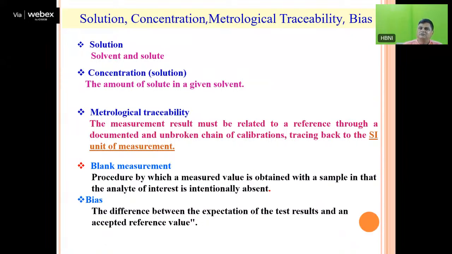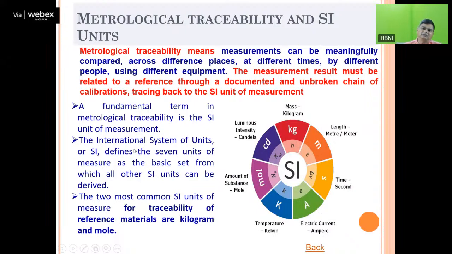So the measurement result must be related to a reference through a documented and unbroken chain of calibrations tracing back to the SI units of measurements. I think all of you must be aware of the SI units of measurements. There are 7 basic SI units. Because we are going to speak about material characterization, and my part is only the chemistry portion, we are going to determine either the mass or the amount of substance, in terms of kilograms or moles.